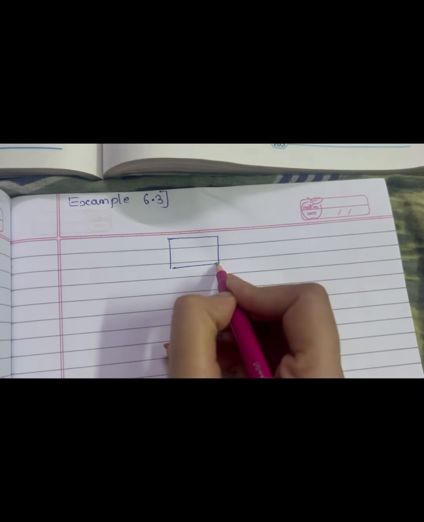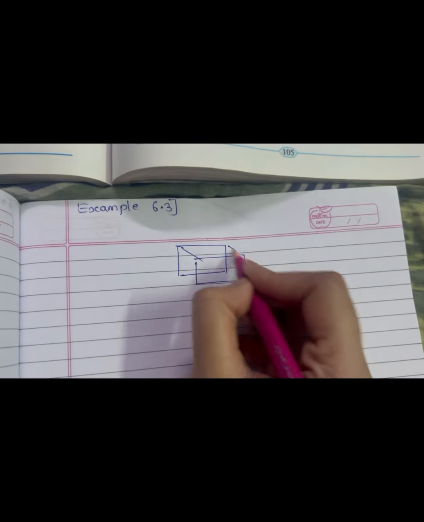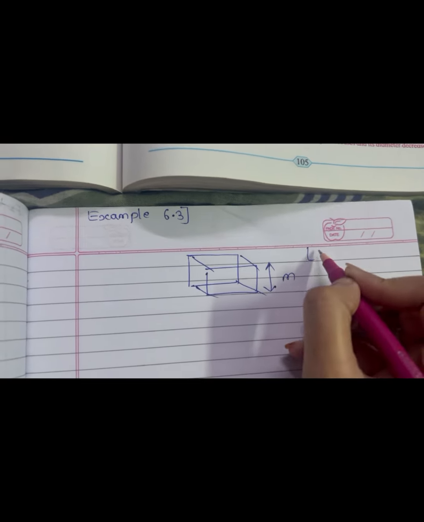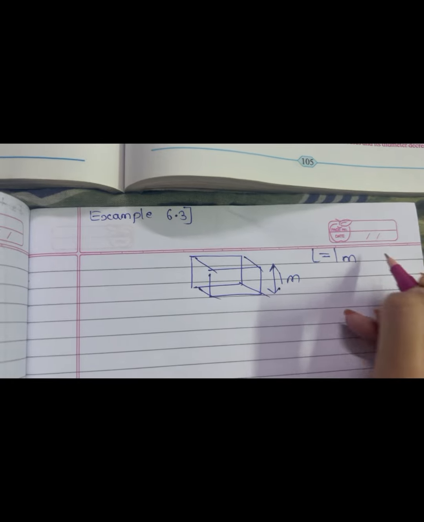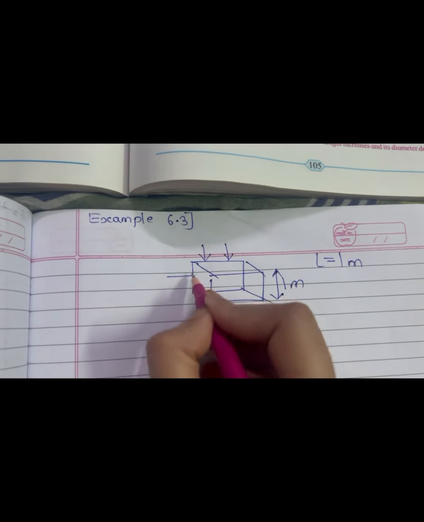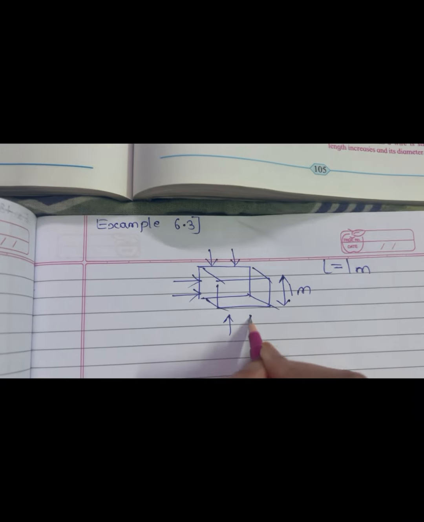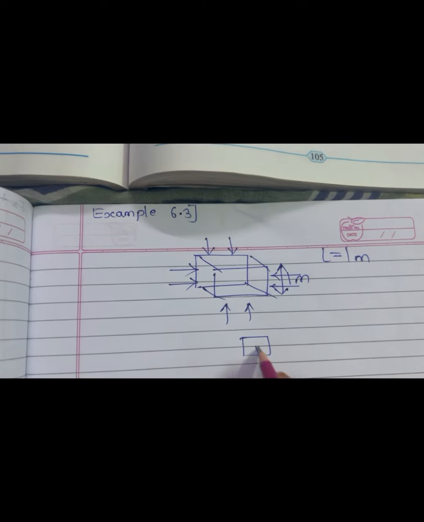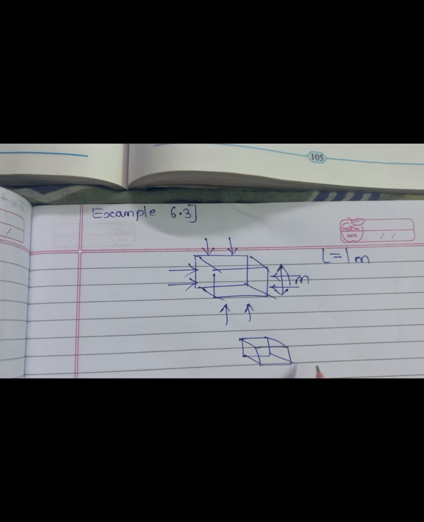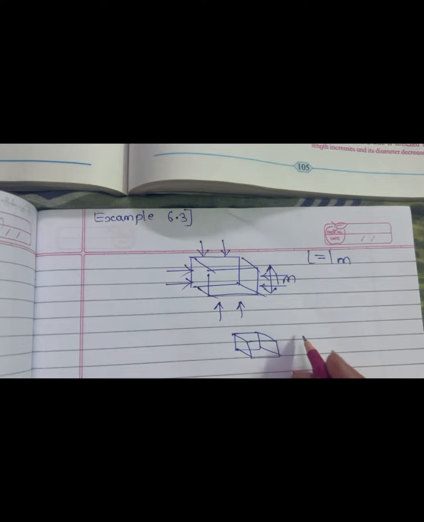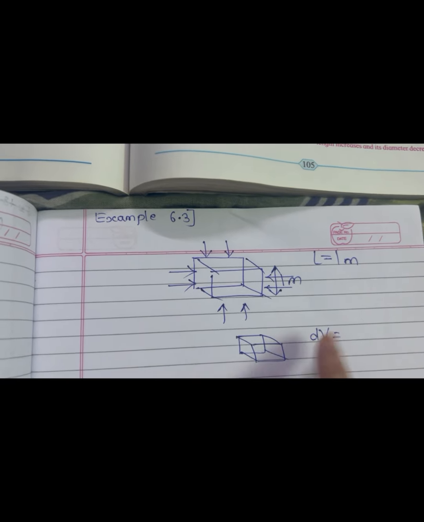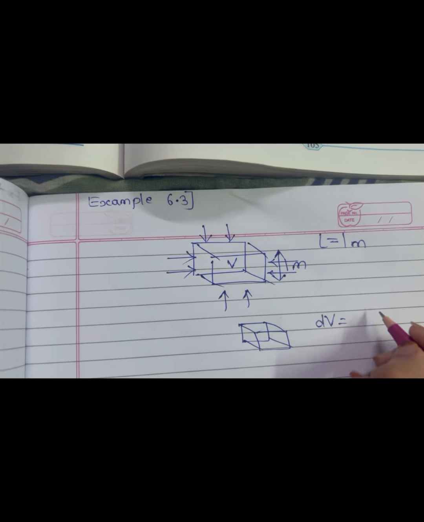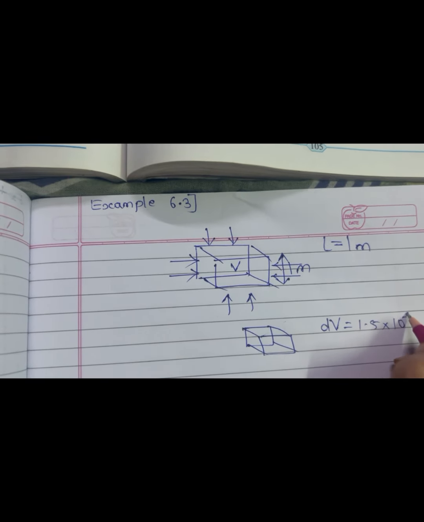Now here if you have a cube whose side is 1 meter, that is, the original length is 1 meter. Now if a force is applied on the cube and due to the force the cube gets compressed and now its volume is, this V is the original volume, dV is the change in the volume, and the change in the volume is given by 1.5 into 10 raised to minus 5 meter cube.